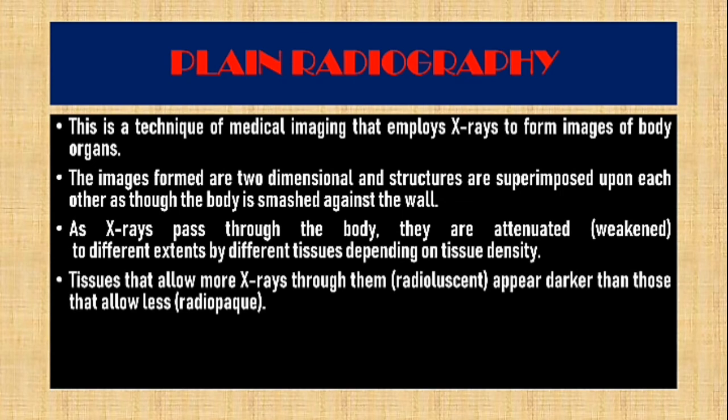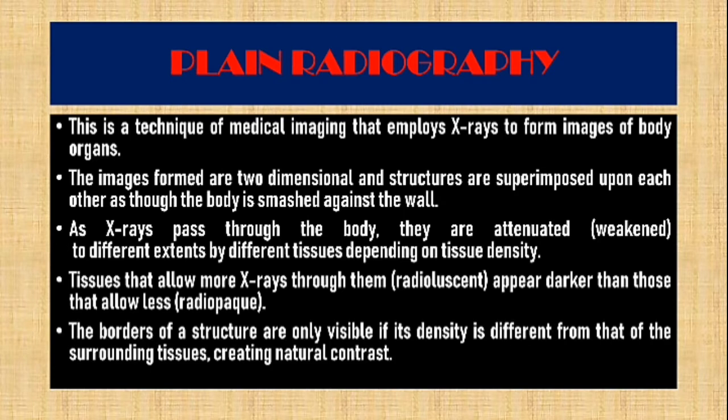Tissues that allow more X-rays to pass through them, the radiolucent tissues, appear darker than those that allow less X-rays to pass through them, known as the radio-opaque tissues. This is because the X-ray film contains silver, so when X-rays hit the film, it converts silver to a form that is black in color. So an area that receives more X-rays appears darker, whereas an area that receives less X-rays appears brighter.